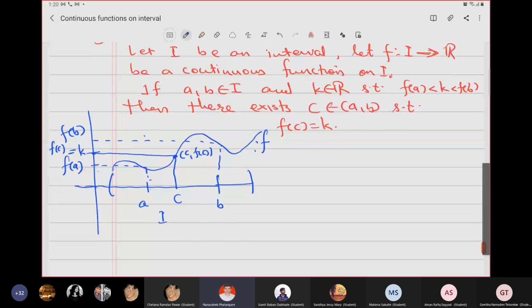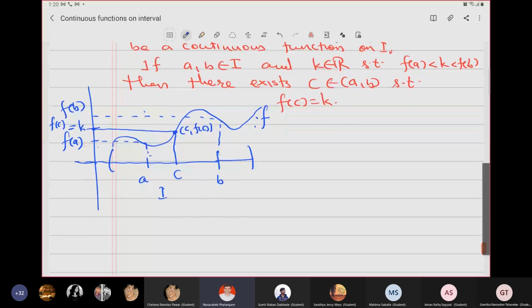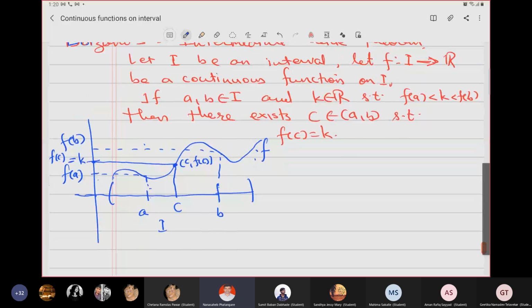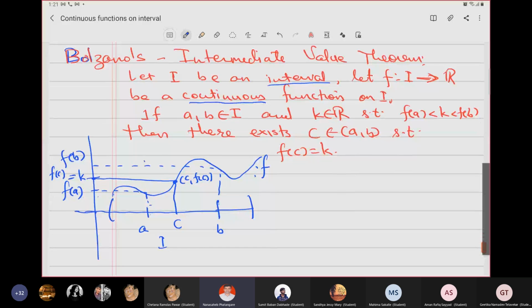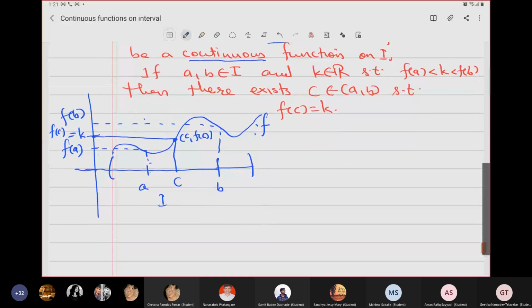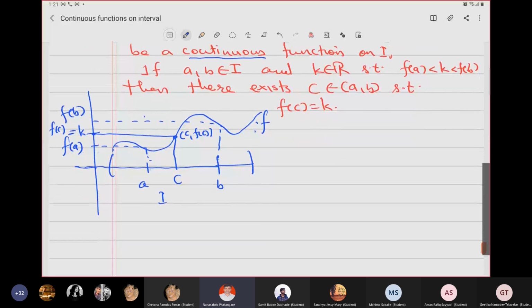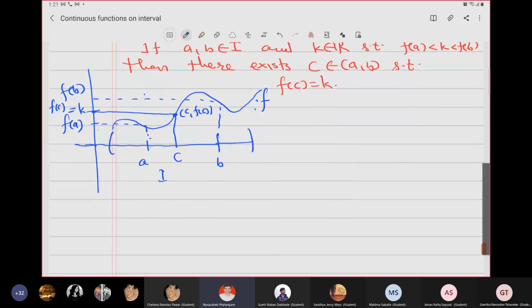Later on we'll see examples where these things fail, but the conditions are essential: continuity and interval. These are two important assumptions. The function is continuous, the domain is an interval. Then you choose any two points in the range, and the function will fill up everything between them. Correct? So the statement is clear.